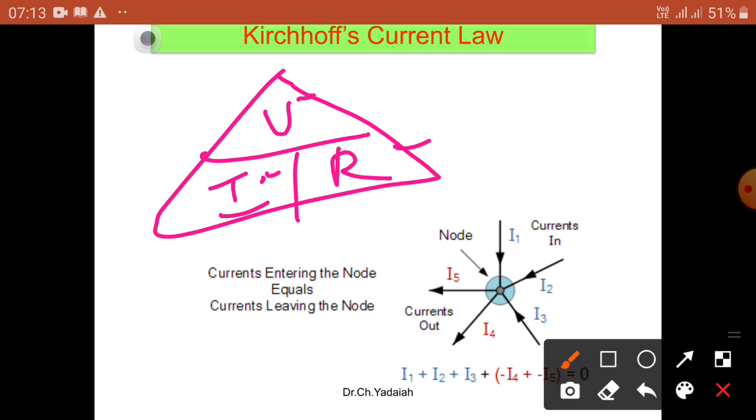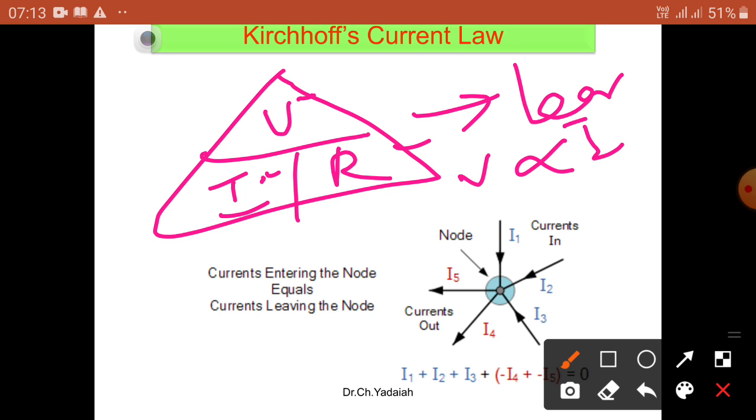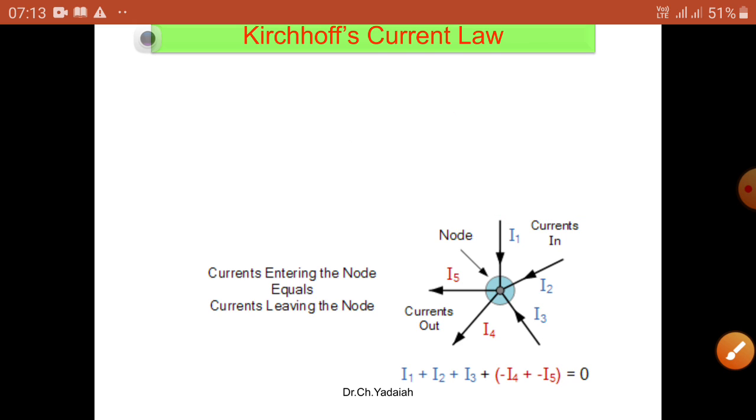But it can be applied only for linear loads, where V is directly proportional to I. If V is proportional to I square, this Ohm's law cannot be used. So Ohm's law can be used only for linear circuits that obey Ohm's law. Now see, even if it is a linear circuit obeying Ohm's law, sometimes we are unable to calculate the problems. Then we cannot use simply Ohm's law.